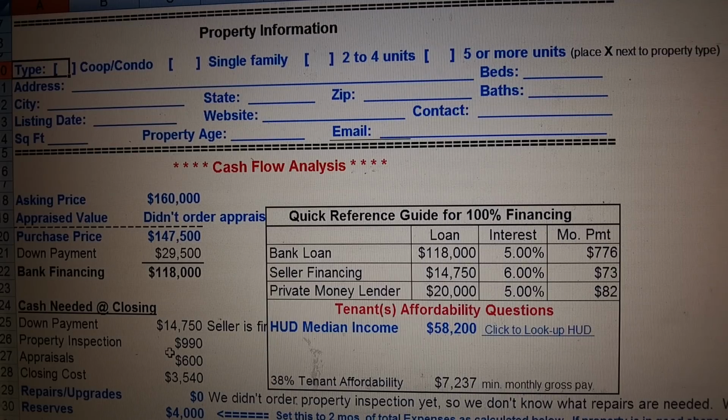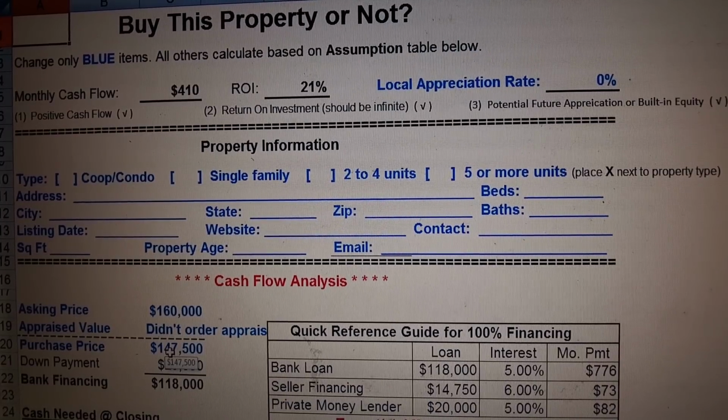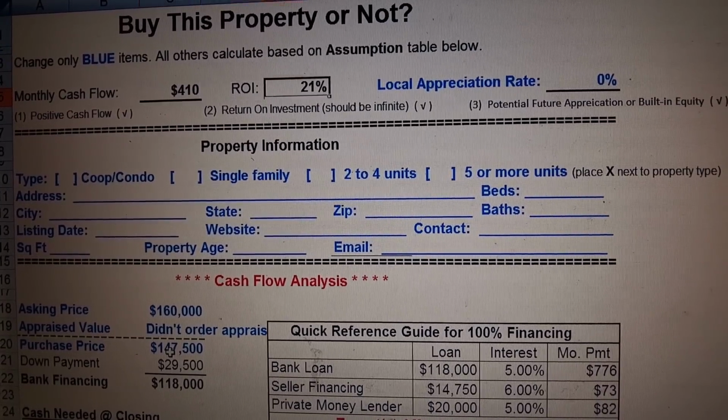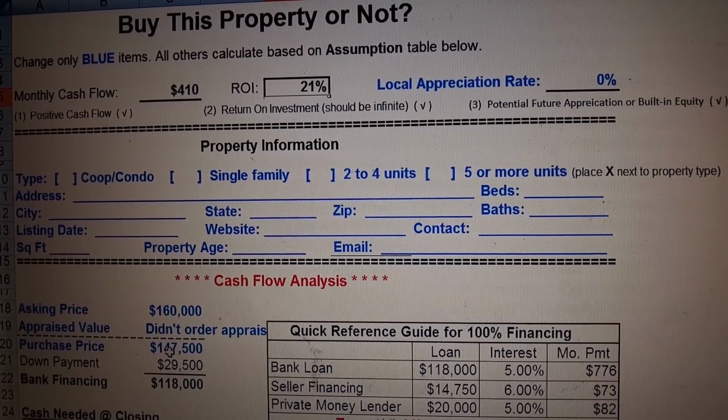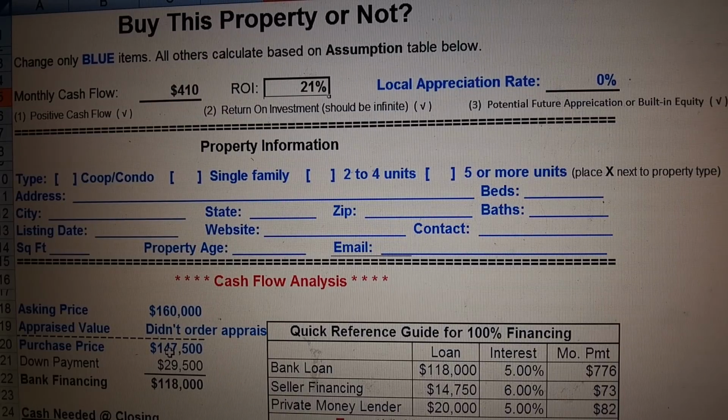Alright, so this is the cash flow analysis. Oh yeah, and up top, before I forget, here it is, to buy this property or not. There's the cash flow. And again, some of the stuff is formulas. As soon as you put a number in, it just populates automatically. This is the rate of return. But if you guys are smart, you already know, which you are, the rate of return is really not 21%. It is really infinite.